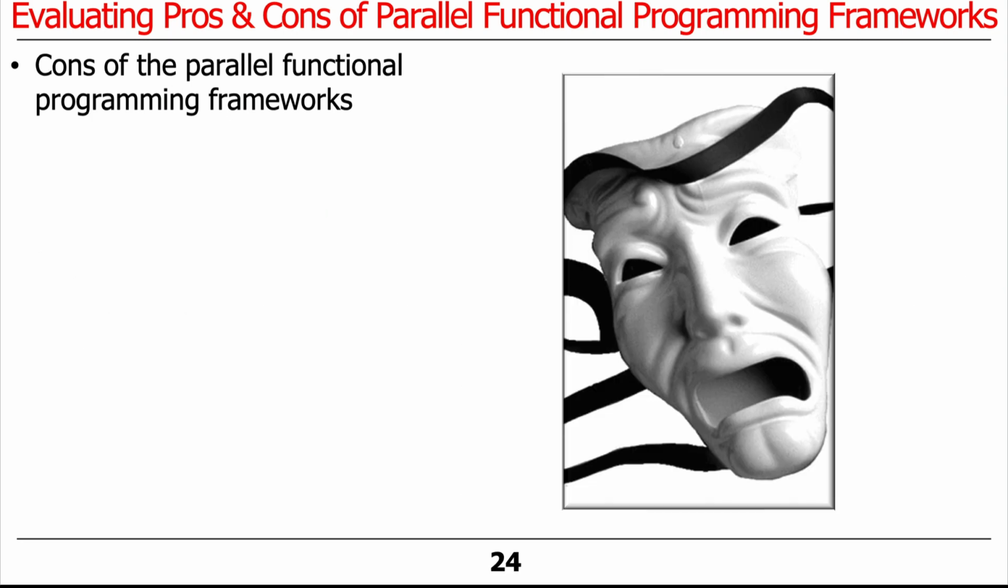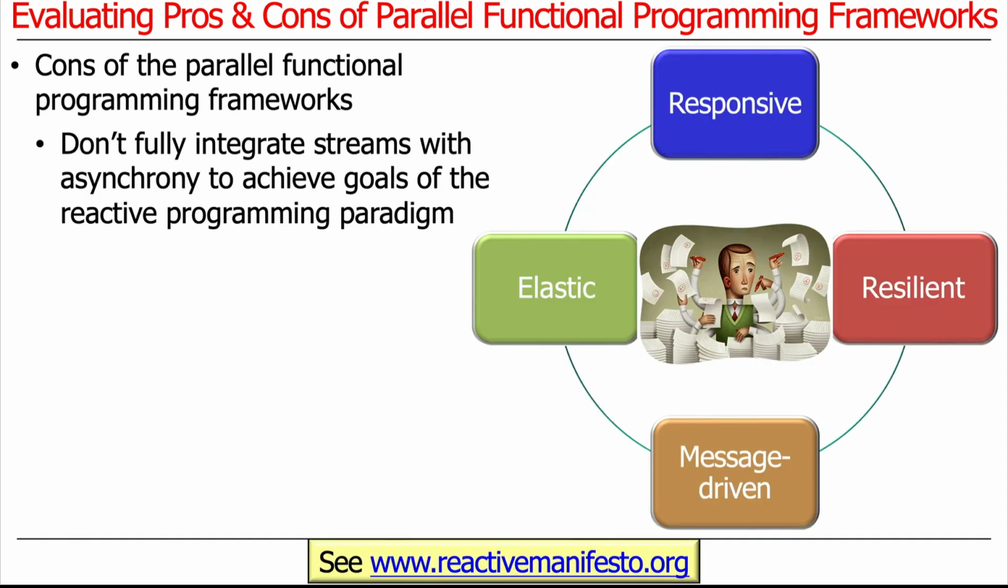As I always like to say, not everything is rainbows and unicorns. There are some downsides to these approaches. One of the challenges with parallel streams and completable futures, when either used in isolation or even when combined together, is they don't fully integrate the stream model with asynchrony in order to achieve the goals of the so-called reactive programming paradigm. And we're going to talk a lot more about this paradigm later in the course, but in a nutshell, reactive programming is involved with four main principles.